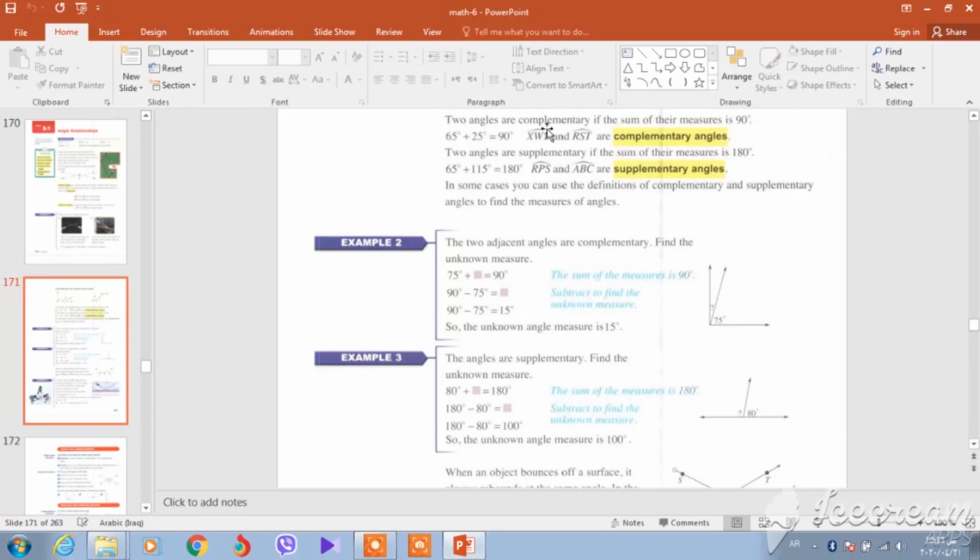If the sum of the measures of two angles is 90, they are complementary, and supplementary if the sum of two angles is equal to 180. This is supplementary because 80 plus this angle is equal to what? Equal to 100. Why? Because we have a line. Each line is 180 degrees. You can say 180 minus 80 equals 100. So this angle is 100.